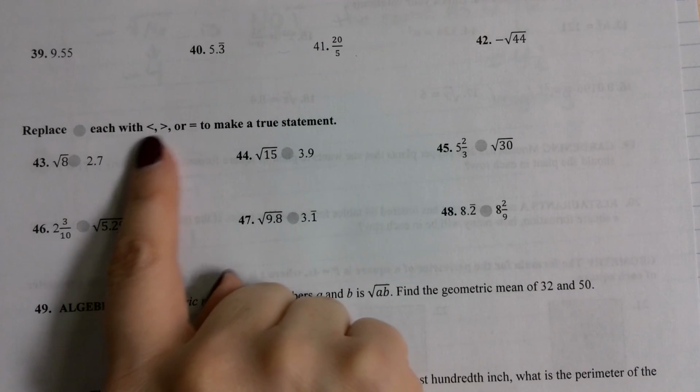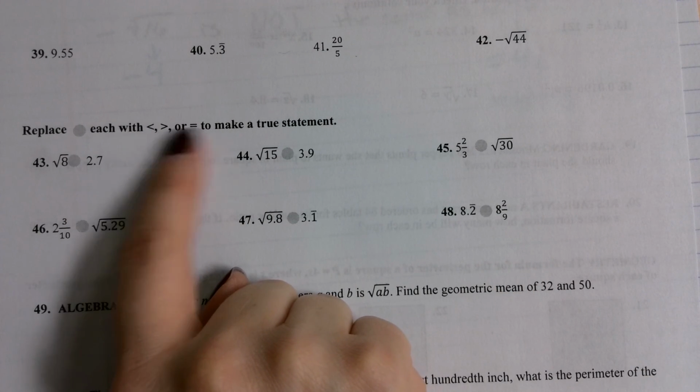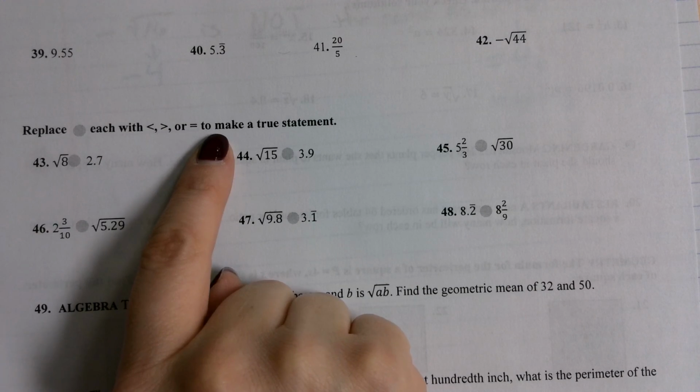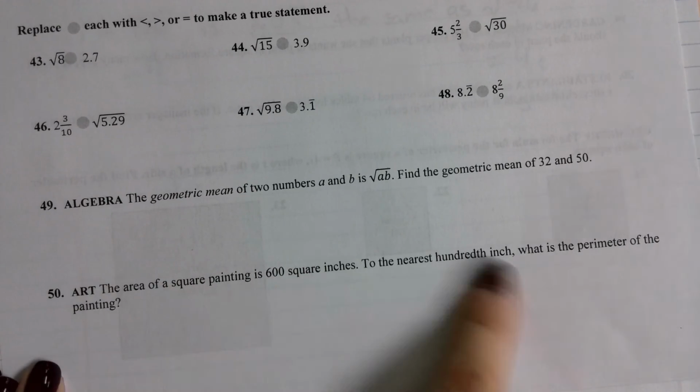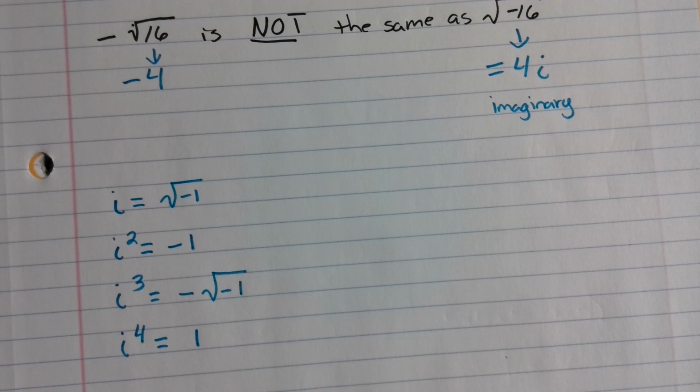43 through 48, you're identifying less than, greater than, or equal to. And then, of course, a couple other little word problems on the bottom. And then it's done. Not due until Monday, but you do have IXL tomorrow, so you won't be having all class period to work on this tomorrow.